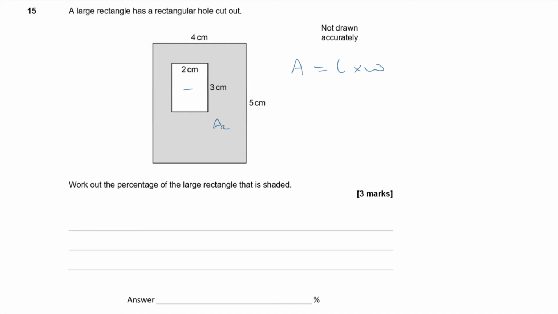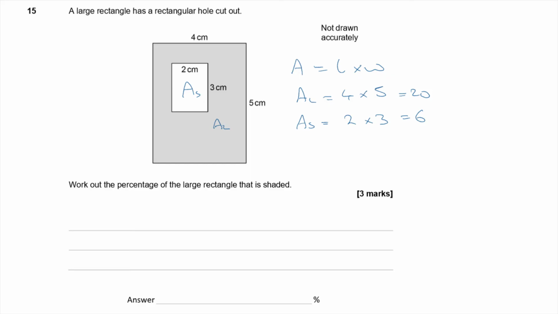Okay, so the area of the large rectangle is going to be the length of the large rectangle, which is 4, times the width of the large rectangle, which is 5, and that's going to give me an area of 20. And then the area of my small rectangle is going to be a length of 2 and a width of 3, give me an area of 6. Okay, I'm not going to bother with units just yet because I'm not finished. Work out the percentage of the large rectangle that is shaded.